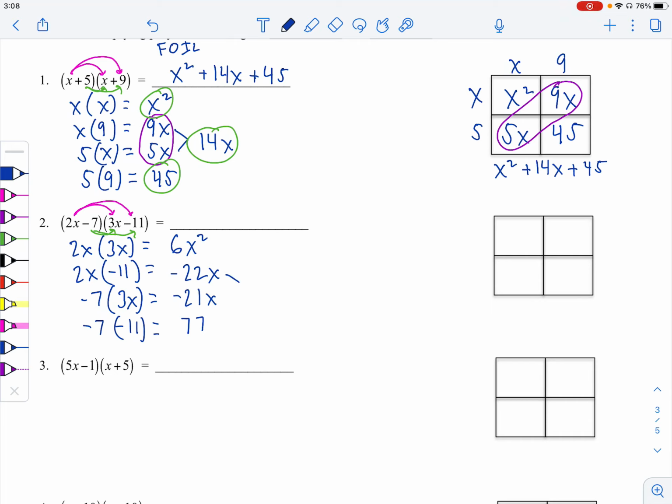And our middle terms are always going to combine, right? Same exponent with the same variable. So negative 22 plus negative 21 is negative 43 x's. So those are our terms, and then we write it in order, right? Highest power first. So 6x squared comes first, then the x's, and then our numbers, right? Plus 77.